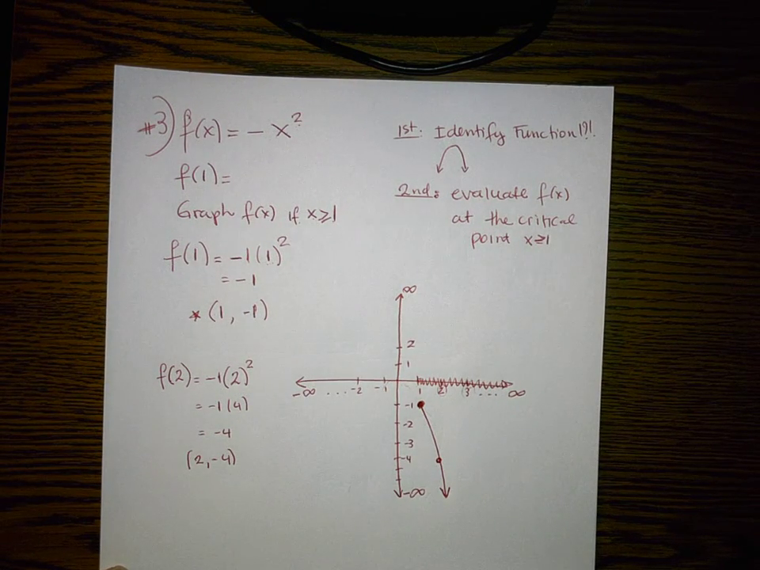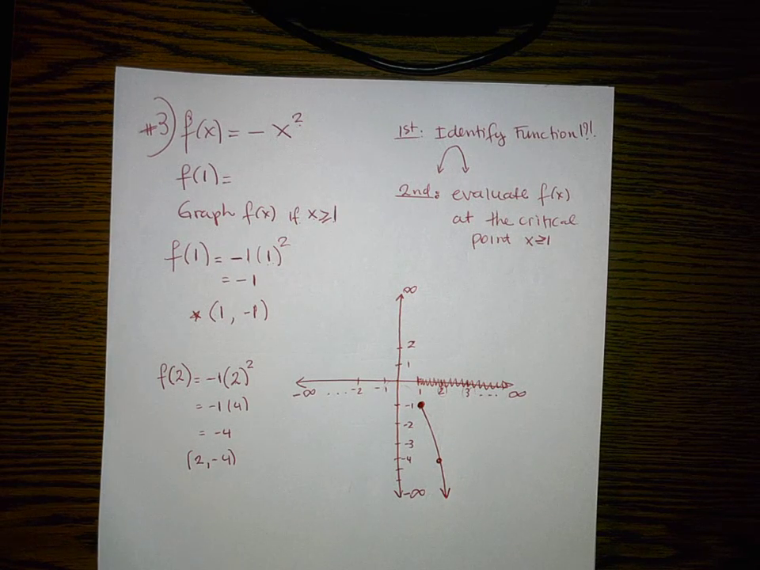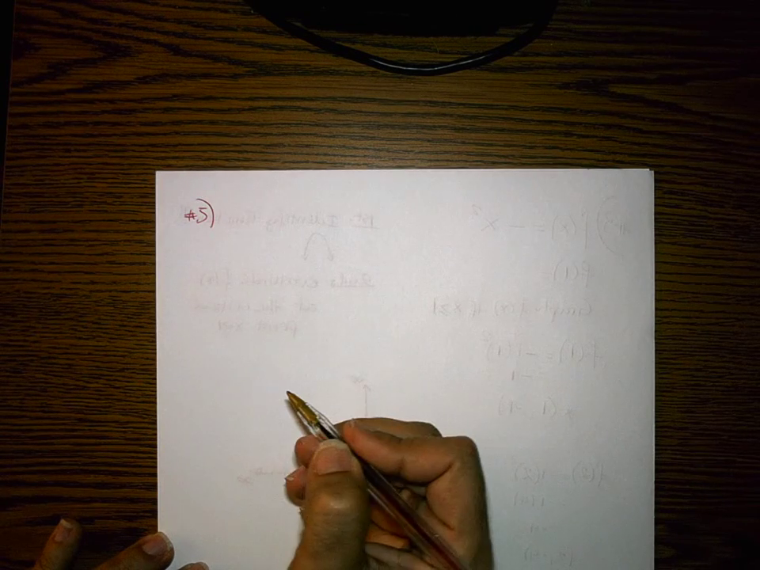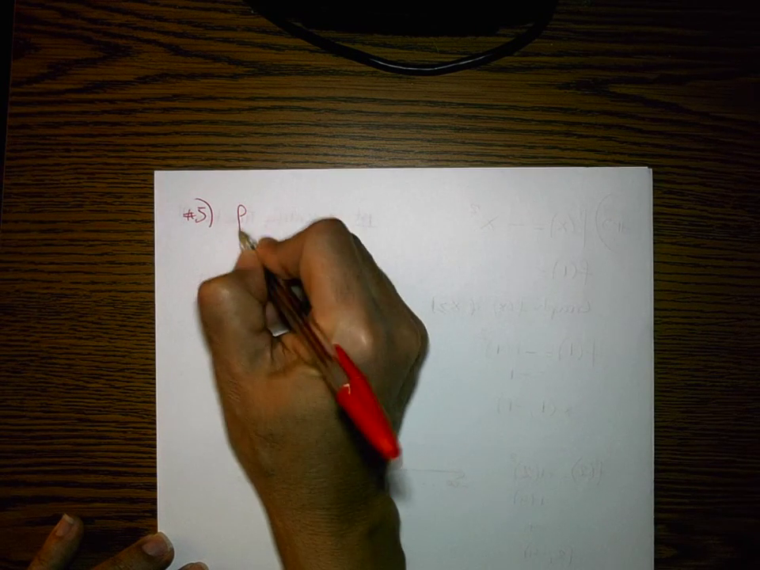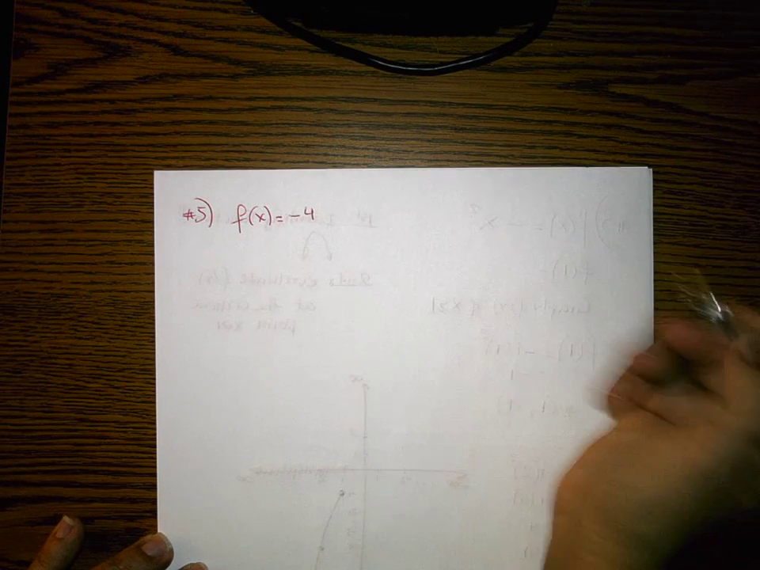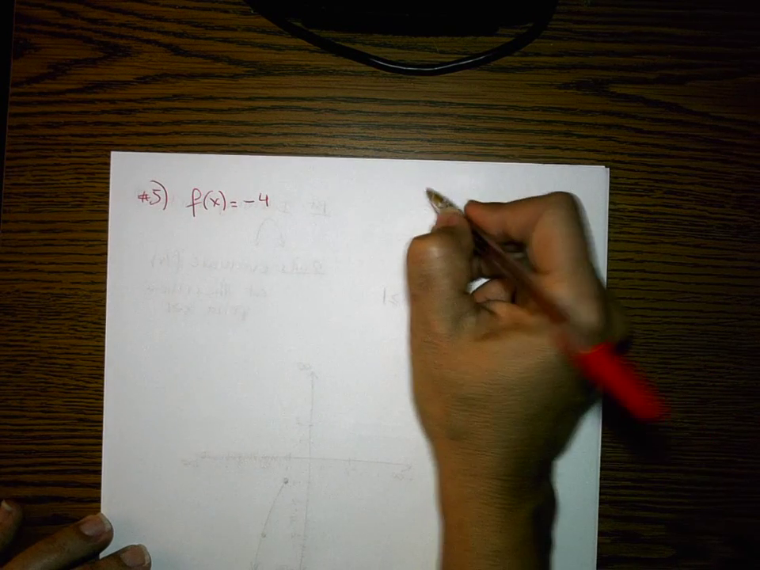Let's do number 4. Let me flip this page here. Let's use the same paper, save some trees. Let's go ahead and do number 5. So number 5 says f of x equals -4. So let's make a little note for ourselves here.